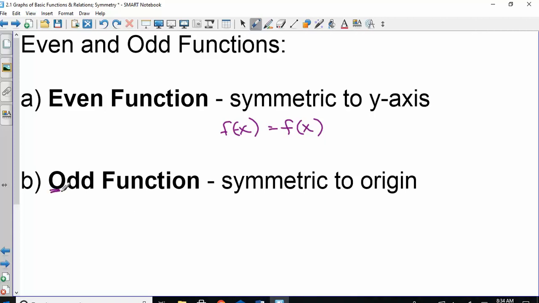Odd functions are symmetric to the origin. I just remember the O's go together. Odd is origin. And again, we said what that means is if the x is negative, the y has to be negative as well. I don't have a word for symmetric to the x-axis because can a function be symmetric to the x-axis? No. So when I'm talking about symmetry, I might ask you, is it even, odd, if I'm looking at functions, or I might say, is it symmetric to the x-axis, y-axis, or origin? I'm really asking the same thing in both scenarios. And we'll look at those problems tomorrow.